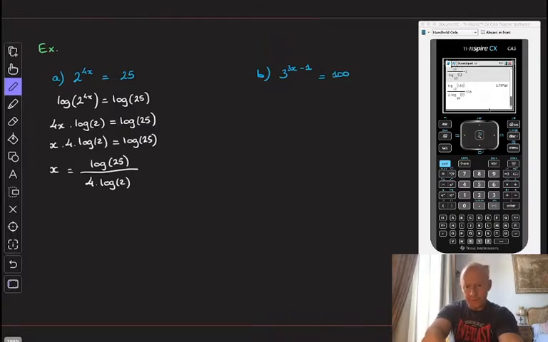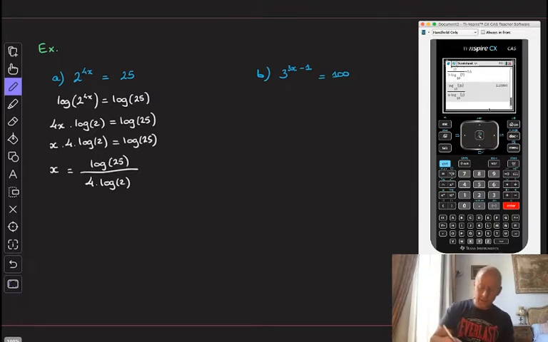All right, so if I do that, I'll just quickly open up my larger version of my calculator. There it is. And so I need to calculate log. Remember, this is base 10. So log base 10 of 25. And I divide that by, in parentheses, to make sure that the 4 can be included, 4 times log base 10 again of 2. Exit the parentheses and enter. And in this case, x is equal to 1.16096. That's the answer. Okay.